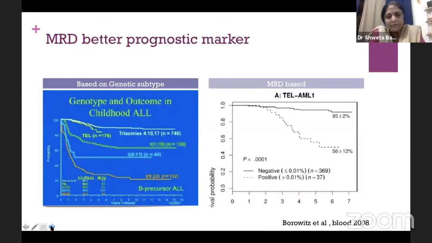So now, if you look at these two columns, and if you look at this MRD-based TEL-AML, it clearly identifies the patients among the TEL-AML who are going to do better and who are going to do worse. So whenever a patient with 12;21 chromosome translocation comes to us, we always think that these patients are going to do better. But now with MRD assay, we know that some of these patients can relapse, especially those patients who are going to be MRD positive at the end of induction, and their survival can be as low as 60%.